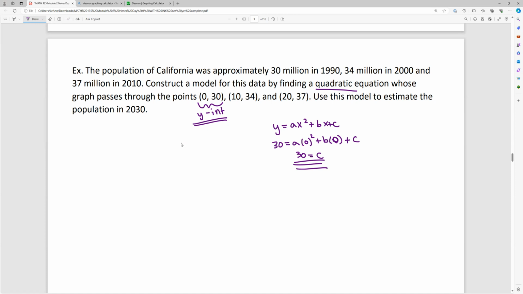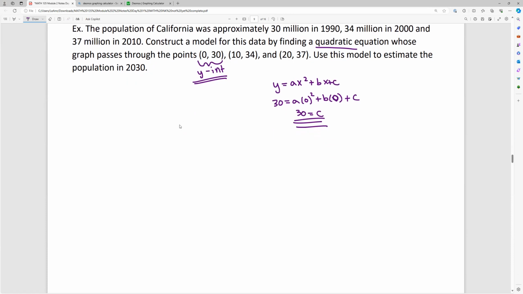So if one of your ordered pairs in a quadratic list, when they give you 3, is 0 comma a number, you already know your c. The y-intercept of any quadratic in this standard form is the c. So why is that helpful? Because when I go to write my equations for the other two, remember these are my x's and these are my y's, I'm going to use 30 for c instead of a letter, because I know that c is 30. We already showed that with the first ordered pair.